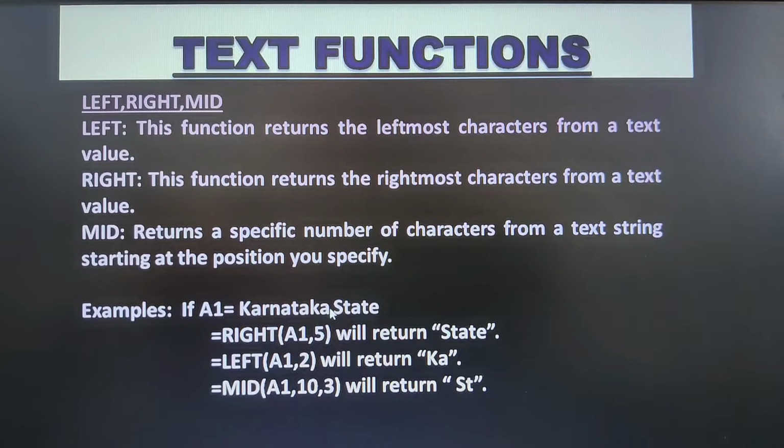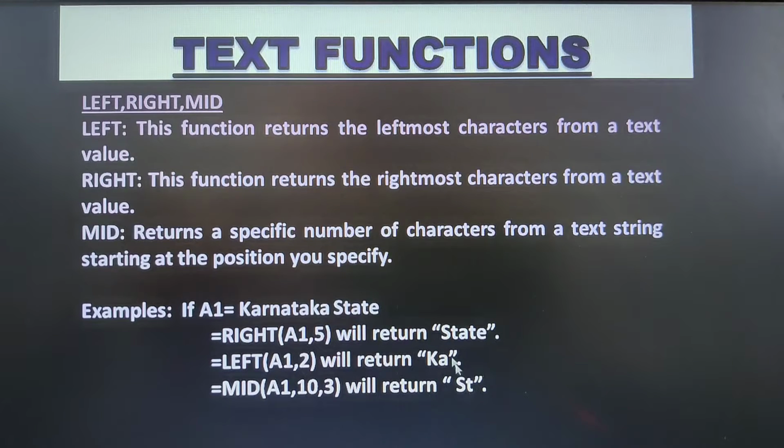10th position will become a blank space, followed by 11 and 12. So from 10th position, I want to print the 3 characters. That means from 10th position will become a blank space here. Therefore, blank, then yes, and then T will be returned. If you carefully observe, here it is a blank space followed by yes and followed by T.